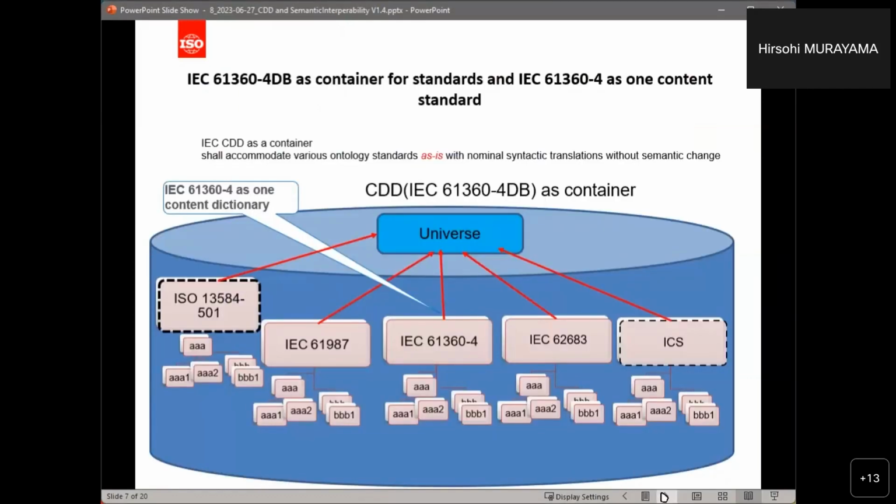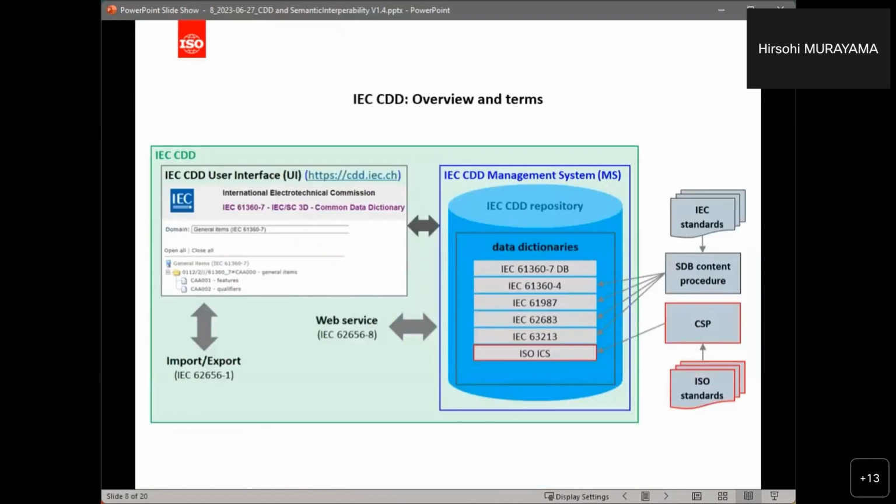Okay, so under the CDD, it was originally IEC 61360 DB as container. Then there are so many ontology standards being stored. One recent addition, being projected or carried out, is ICS, the International Classification for Standards. So classification of the standard itself is being introduced into the CDD through change request. It is already entered into the test area, and we are running the evaluation and validation. Okay, that's the current situation.